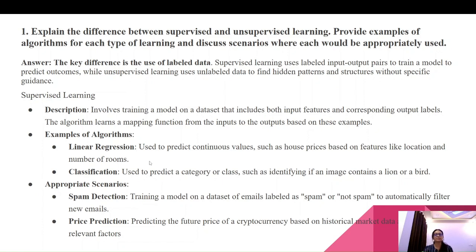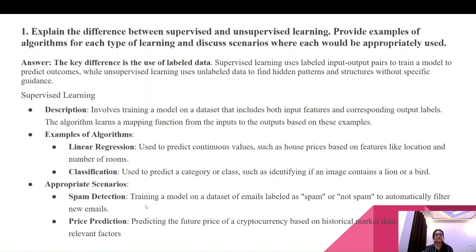Linear regression is used to predict a continuous value, such as house price, based on features like location and number of rooms. Classification is used to predict a category or class, such as identifying if an image contains a lion or a bird. The appropriate scenarios are spam detection and price prediction.